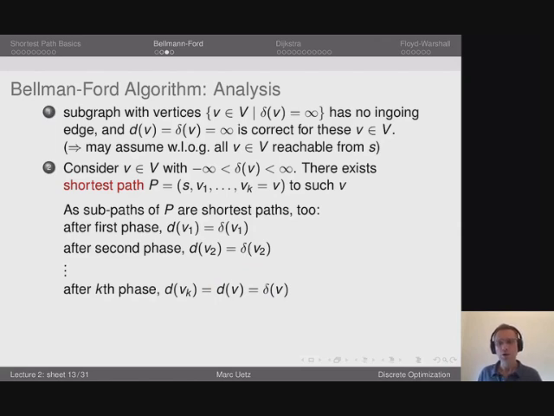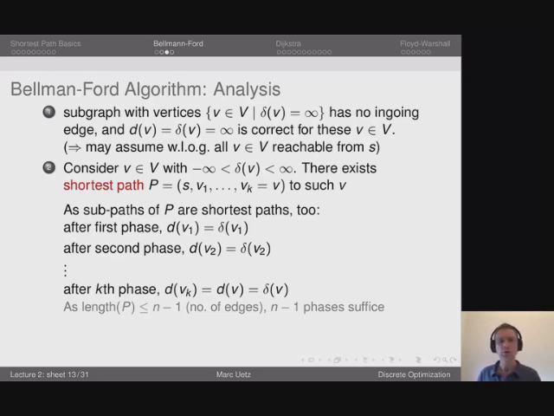Now, how long could k possibly be? Well, k is the length of a shortest path, and how long can the shortest path in a graph be? It cannot be longer than n minus 1 when n is the number of vertices of the graph, right? Therefore, n minus 1 phases are certainly sufficient for each of the vertices V. Okay, so that finishes the correctness proof for all the vertices where the shortest path length is actually well defined.